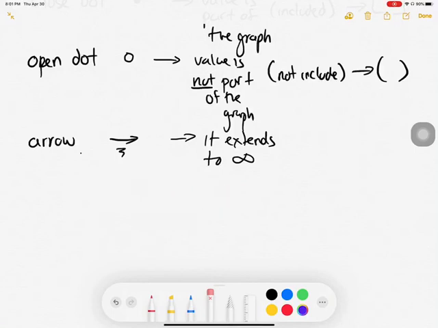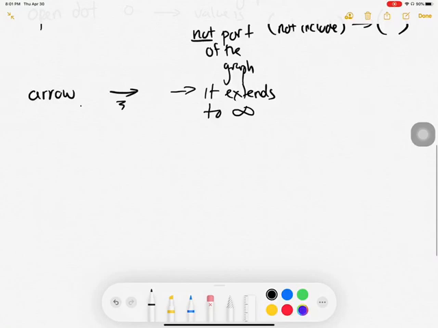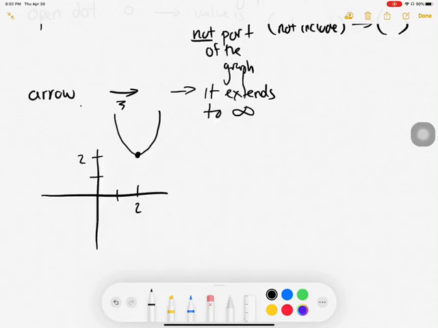Now I'm going to explain an example that some of you are having trouble with. Sometimes we have graphs that look like this. I'm just going to put some marks in here. It looks like I have a closed dot in there, and then this is going to go up. This is a graph of a parabola, and I have to define the domain and I have to define the range.